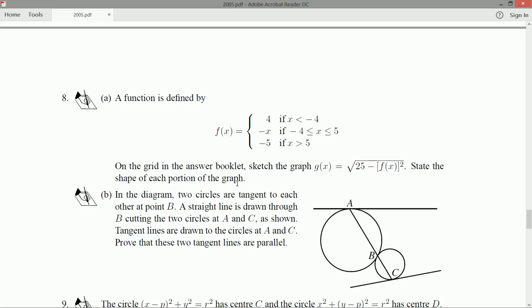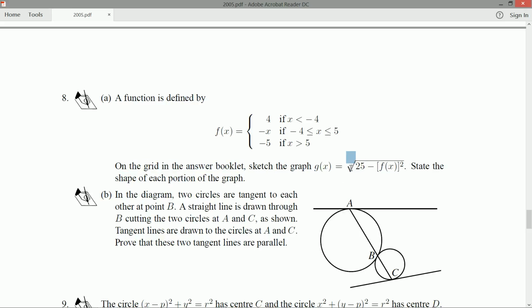Well, g of x is going to depend on f of x, which depends exactly where x is. So first I'm going to write out g of x in piecewise form, just like they've written out f of x in piecewise form. I'm going to build g of x up very slowly. First I'm going to say, what is f squared of x if x is less than negative 4, if x is between negative 4 and 5, that sort of thing. Then I'm going to say, what's 25 minus f of x squared? And then finally, what if we square root it? What happens when x is less than negative 4? That sort of stuff. Then we're going to sketch it.